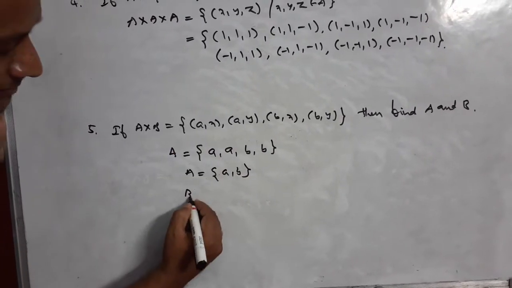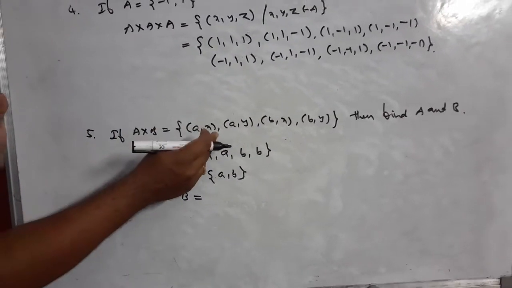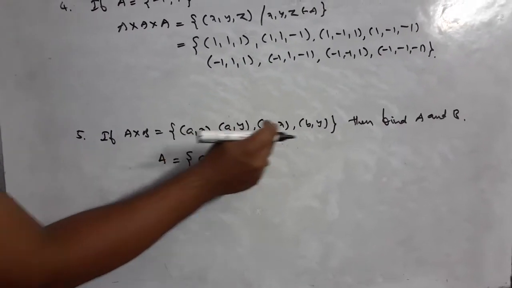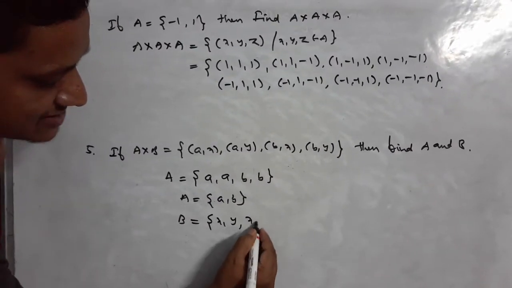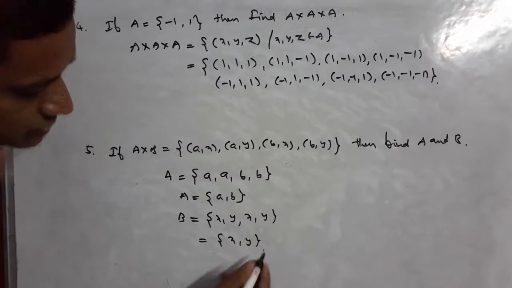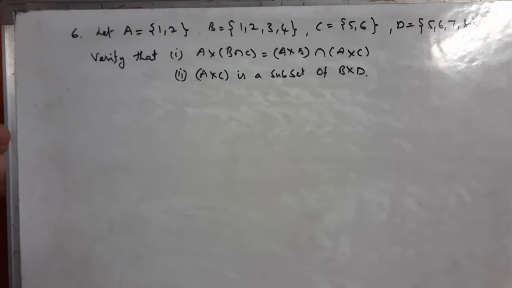Next, what about B? For B we have to take the second coordinate. What is the second coordinate here? X, Y, X, Y. So that is nothing but X comma Y. So A is A comma B and B is X comma Y.